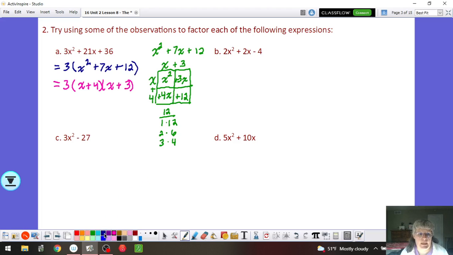So if we take a look at example B, again, what's the greatest common factor that I can factor out of these 3 terms? It's going to be 2. All of them are divisible by 2. So 2x squared divided by 2 leaves me just x squared. 2x divided by 2 leaves me 1x. Negative 4 divided by 2 leaves me negative 2. And then again, let's look at how x squared plus 1x minus 2 factors. So we can create an area model.